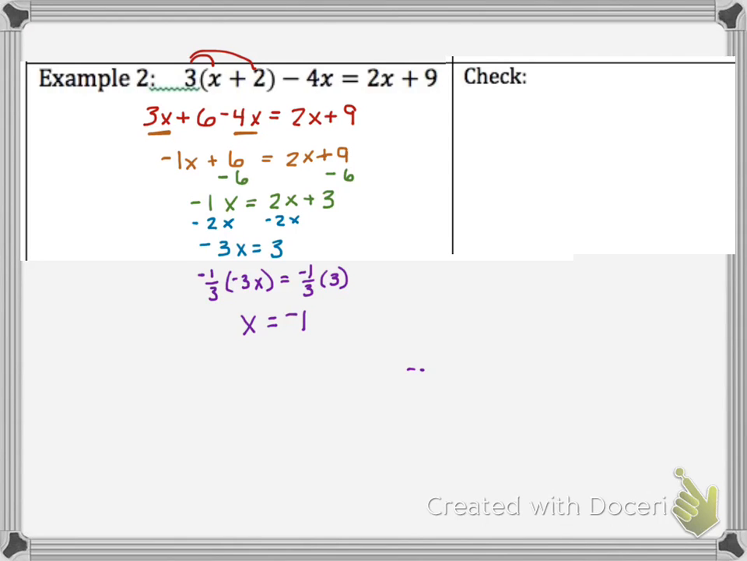So I'm hoping that's my solution, but of course I always want to do a check to make sure. So in my check spot, I'm going to write the original equation. And then just in place of the x, I'm going to put in that -1, because I'm hoping that's what the x is in fact equal to.